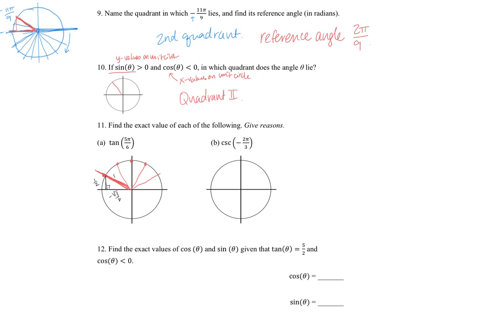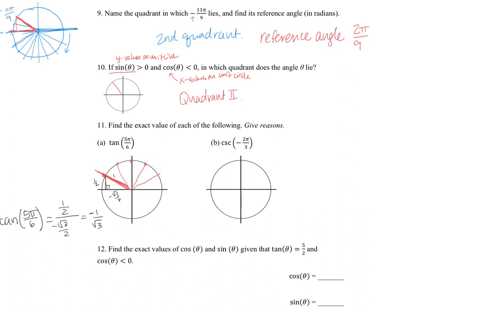And so we know that the tangent value of 5 pi over 6 is going to equal the y value over the x value. So 1/2 over square root of 3 over 2, and that bottom one is negative. So that's going to give me 1 over square root of 3. So negative 1 over square root of 3 is the answer.